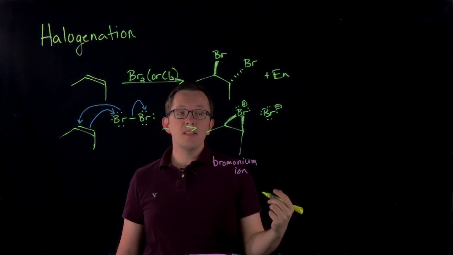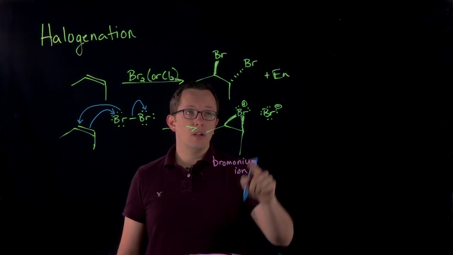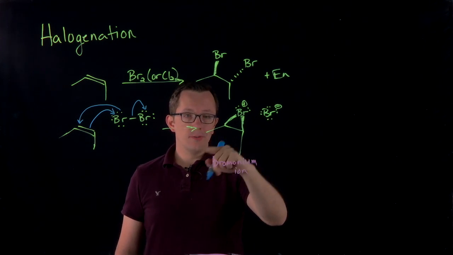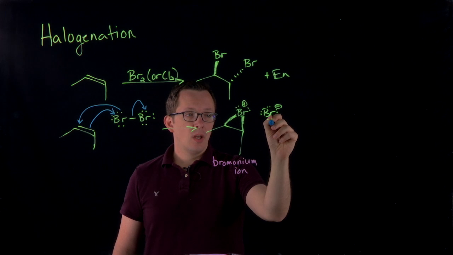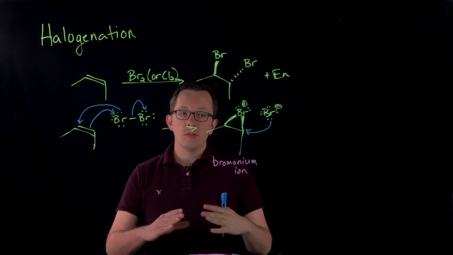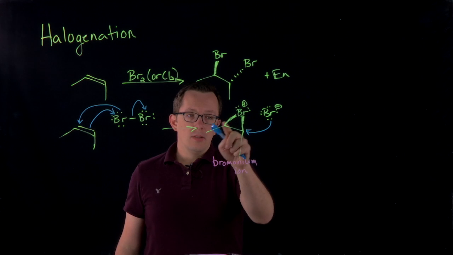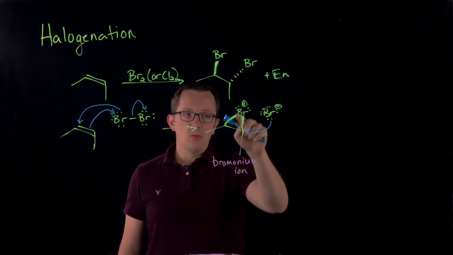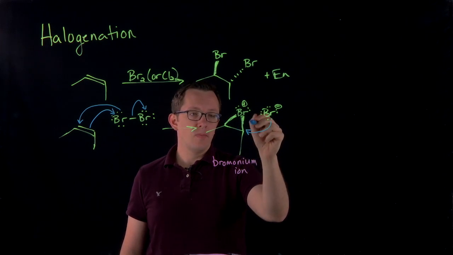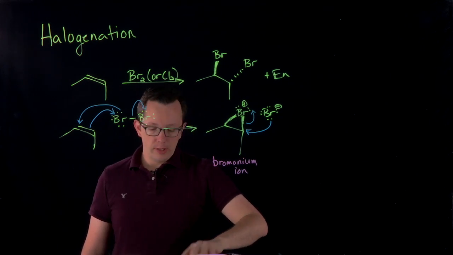Okay? In the next step of this mechanism, we're now going to add in our second equivalent of halogen. So the bromide that we generated in the first step is going to act as nucleophile. And we're going to open up the three-membered ring. Remember, three-membered rings have ring strain because of the bond angles involved in this three-membered ring. So it's going to be highly reactive, so we're going to react with this carbon here, and we are going to open up the ring and give bromine another pair of electrons.